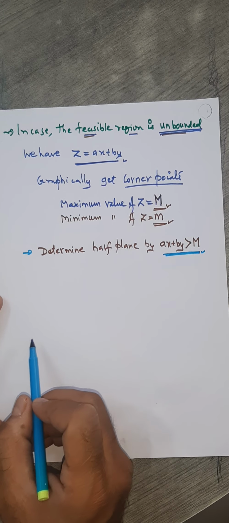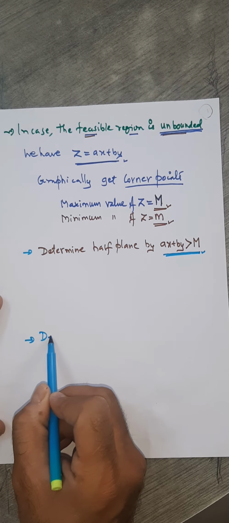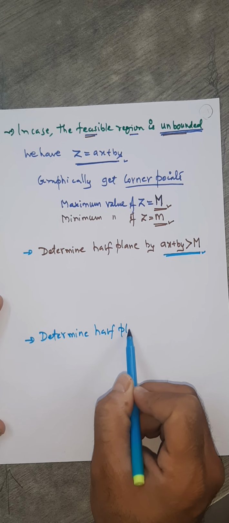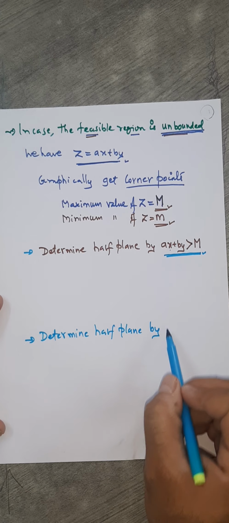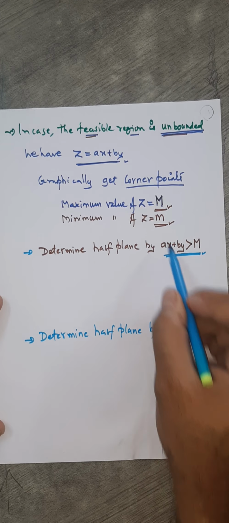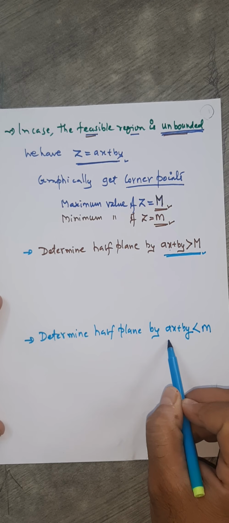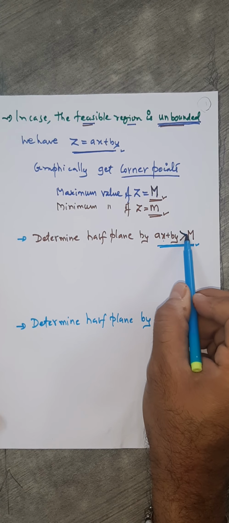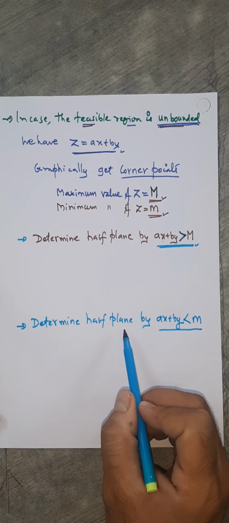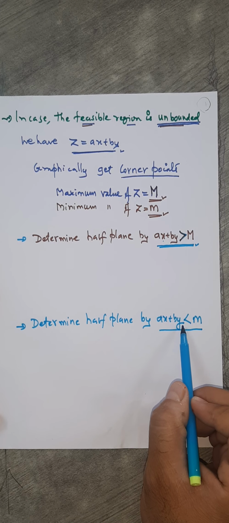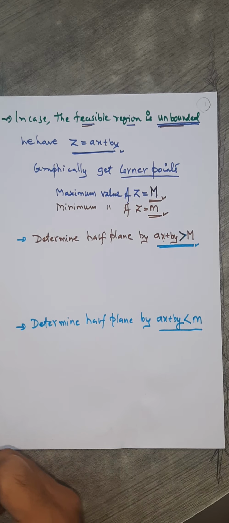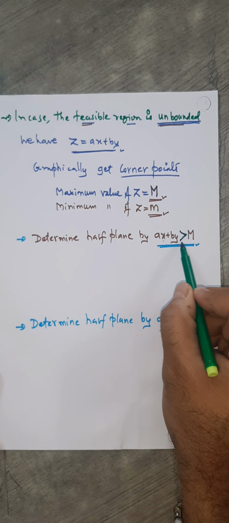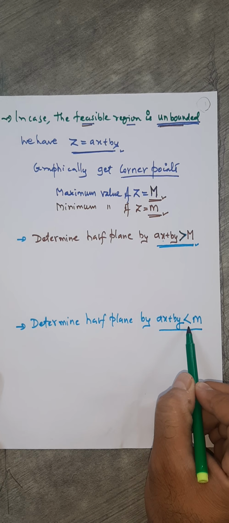If you are asked to minimize the function, then you determine the half plane by the same objective function ax plus by. What is the minimum value? Small m. So less than small m. So for maximum value, greater than big M, and if you are asked for minimum value, then less than small m. Right? That's the difference. I repeat, for maximum value, greater than M, and here less than m.